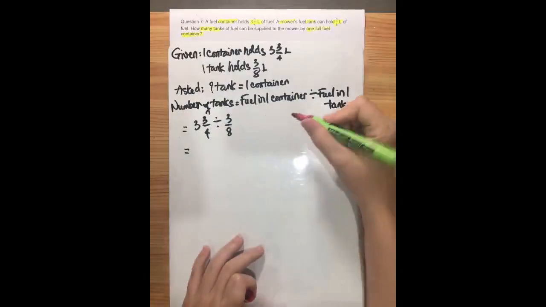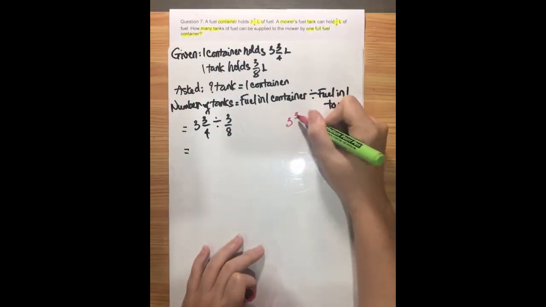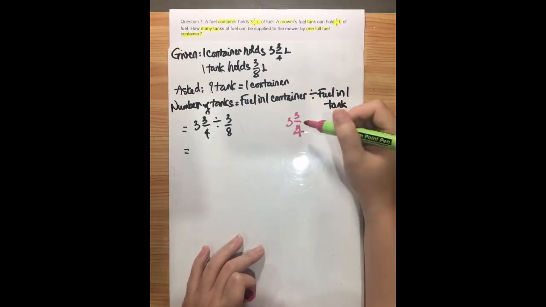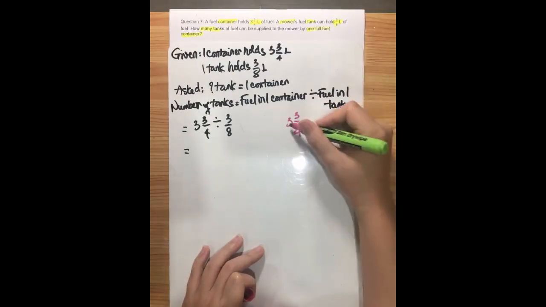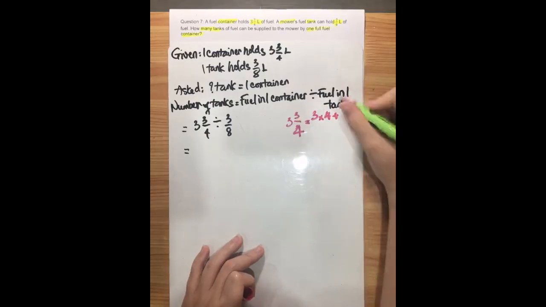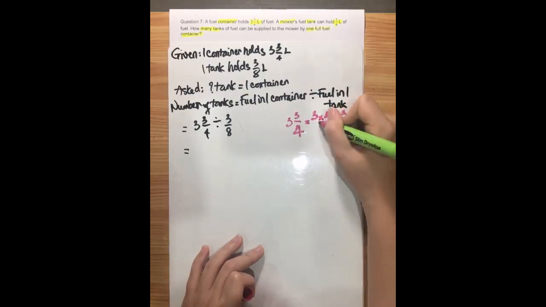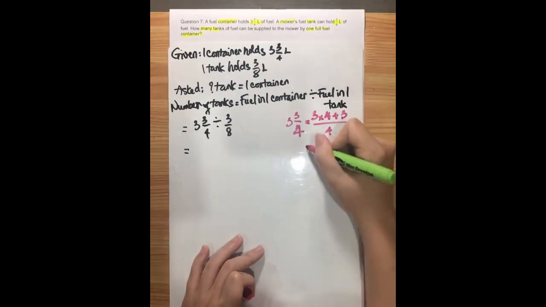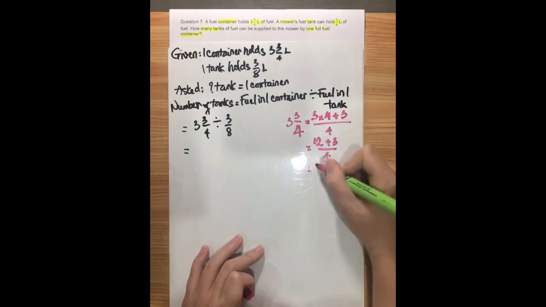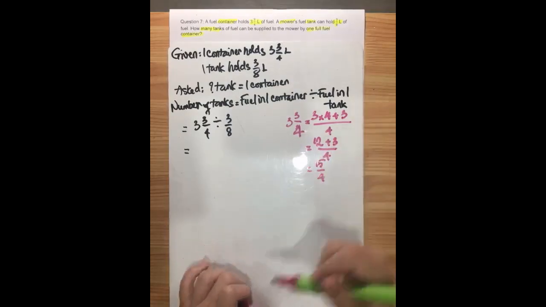So let's do it over here. We have 3 3/4. And to convert it into an improper fraction, the first step is to multiply the whole number with the denominator. So I have 3 multiplied by 4. Then I will add the numerator and I keep the denominator the same. So that gives me 12 plus 3 divided by 4. So that's 15 divided by 4.